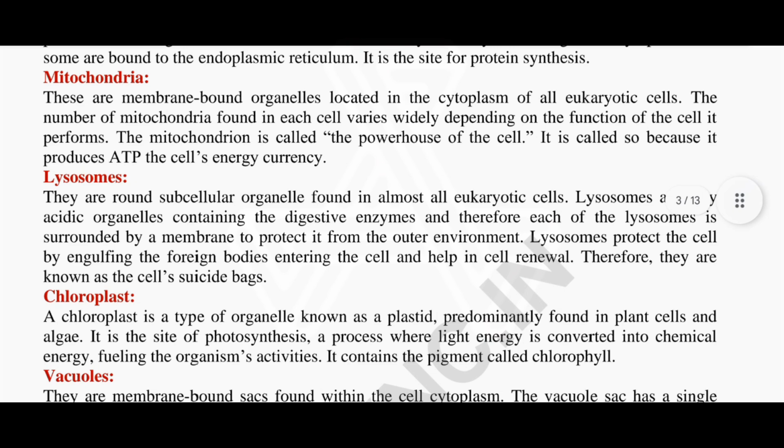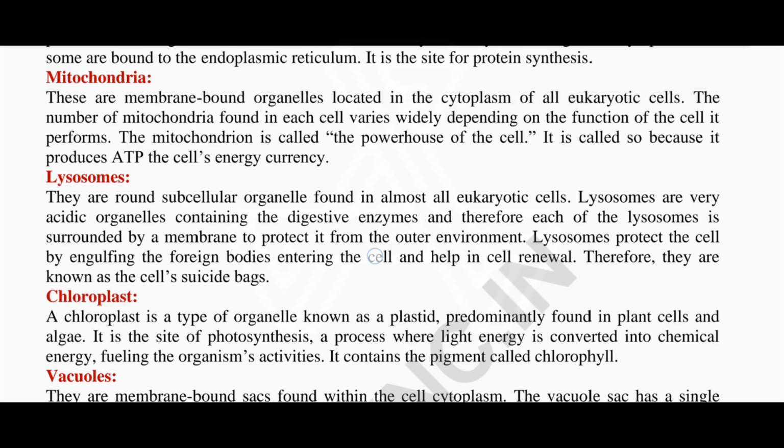Lysosomes. They are round subcellular organelles found in almost all eukaryotic cells. Lysosomes are very acidic organelles containing digestive enzymes. Therefore, each lysosome is surrounded by a membrane to protect it from the outer environment. Lysosomes protect the cell by engulfing foreign bodies entering the cell and help the cell to renew. Therefore, they are known as the cell's suicide bags.